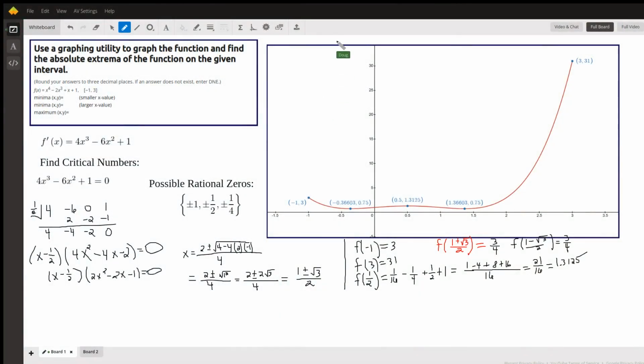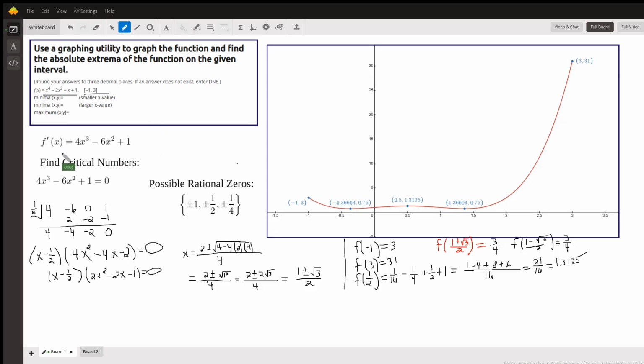Okay, over here to the right, I've used a graphing utility to graph the function on the interval from -1 to 3, and we want to find the absolute max and min on that closed interval for this function right here. And the absolute max or min occurs at either the endpoints of the closed interval or at critical numbers within the closed interval, where critical numbers are where the first derivative is equal to 0 or is undefined.